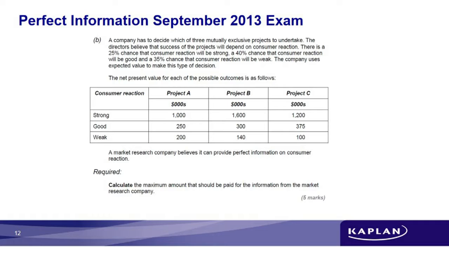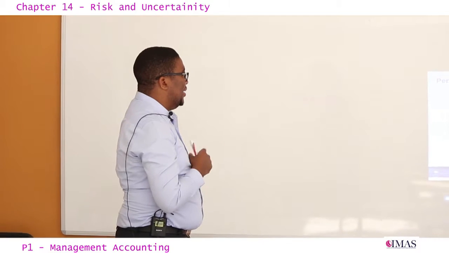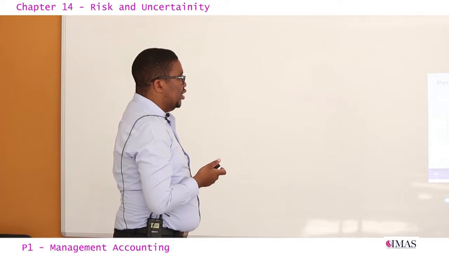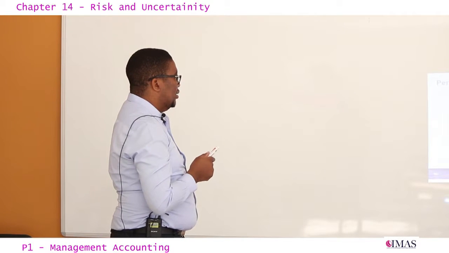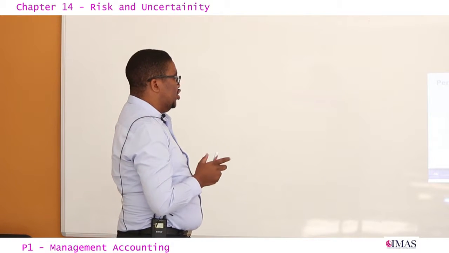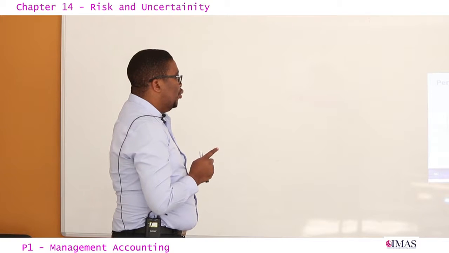Therefore, what did they say to you? If you read the required, they said, calculate the maximum amount that should be paid for the information from the market research company. Then let's go through the scenario. They're saying a company has to decide which of 3 mutually exclusive projects to undertake. The directors believe that success of the project will depend on consumer reaction. There is a 25% chance that consumer reaction will be strong, a 40% chance that consumer reaction will be good, and a 35% chance that consumer reaction will be weak.